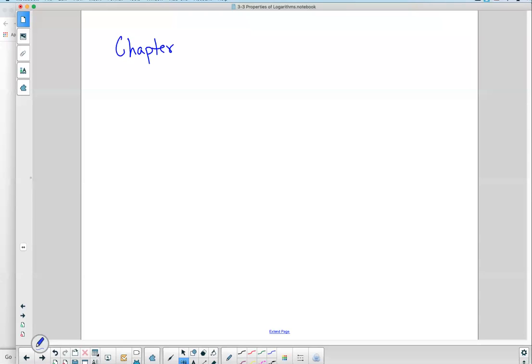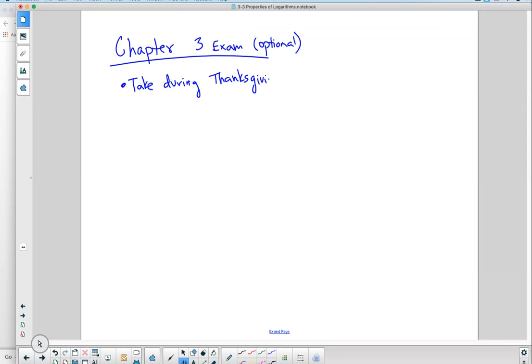Let me write it out this way. Chapter 3 exam. This one's going to be optional. Whoops, forgot the A there. Chapter 3 exam is going to be optional, and if you're going to take it, you will take it during Thanksgiving break. But it's optional. That's a key word there. So you can be thankful and take a math test.